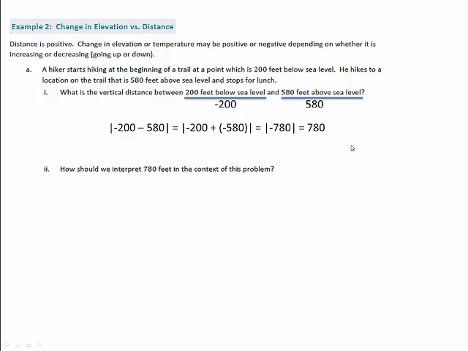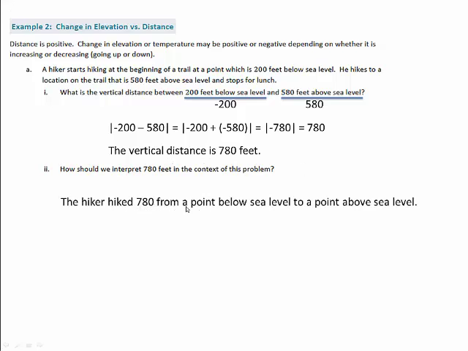That's the vertical distance. And in this case, the change in elevation was positive, right? The vertical distance is 780 feet, but the hiker hiked 780 feet from a point below sea level to a point above sea level. They went up. So it was a positive change in elevation.